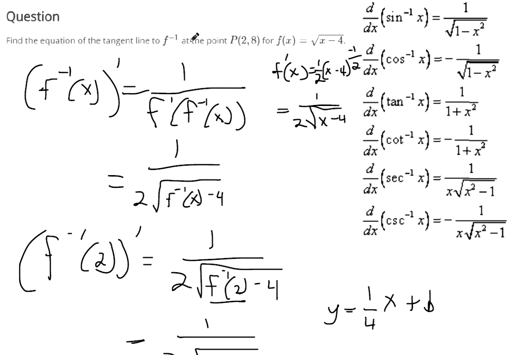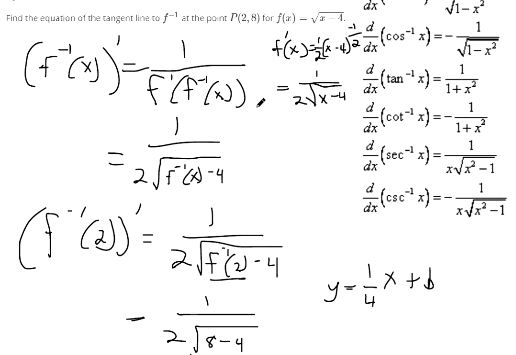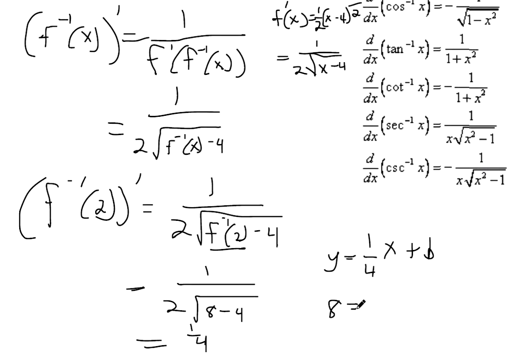So to find the y-intercept, we just plug in the point that we're given, 2 for x, 8 for y. I'm just going to do that quickly. 1/4 times 2. Subtract 1/2 from both sides. So that's 16 over 2 minus 1 over 2, so 15 over 2 for b. So this is y equals 1/4 x plus 15 over 2.